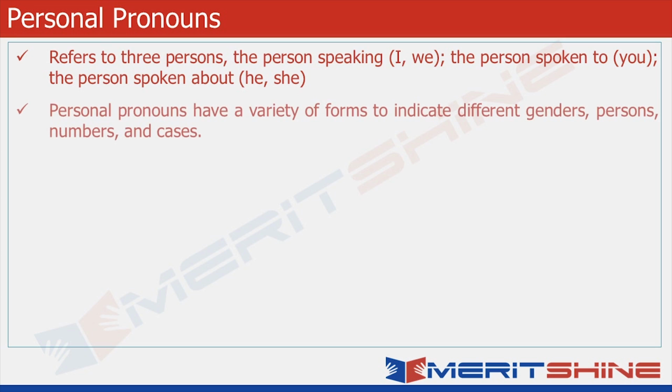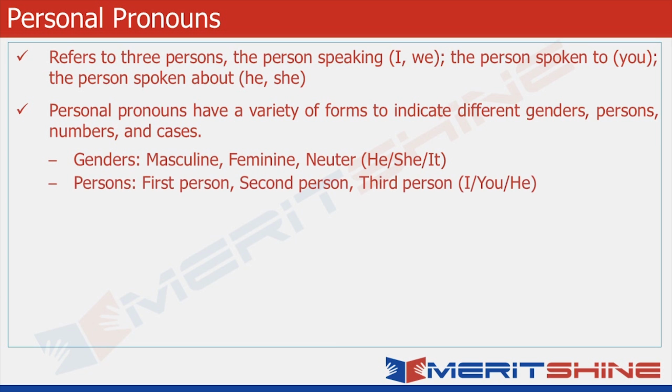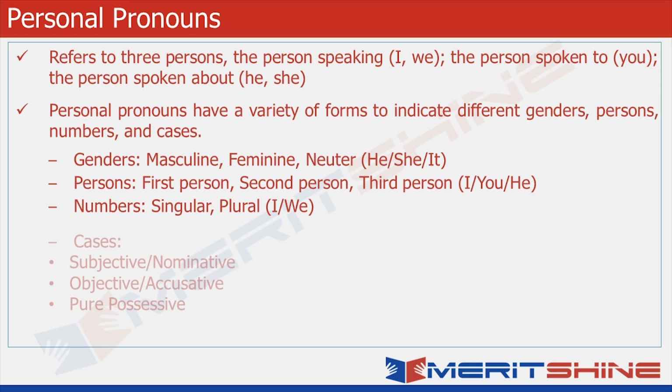Personal pronouns have a variety of forms to indicate different genders, persons, numbers, and cases. Genders such as masculine, feminine, and neuter: he, she, it. Persons such as first person, second person, third person: I, you, he. Numbers, singular, plural, such as I, we. And finally, cases: subjective, that is nominative; objective, that is accusative; and possessive.